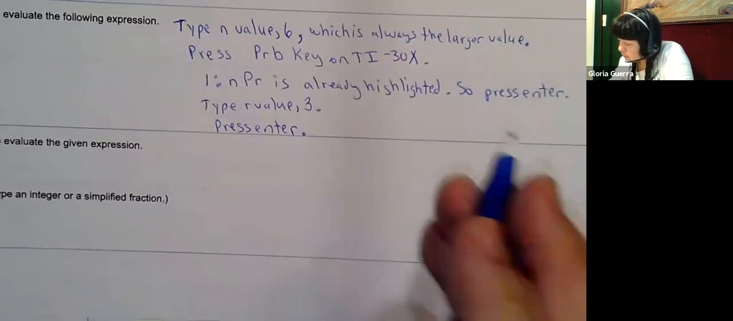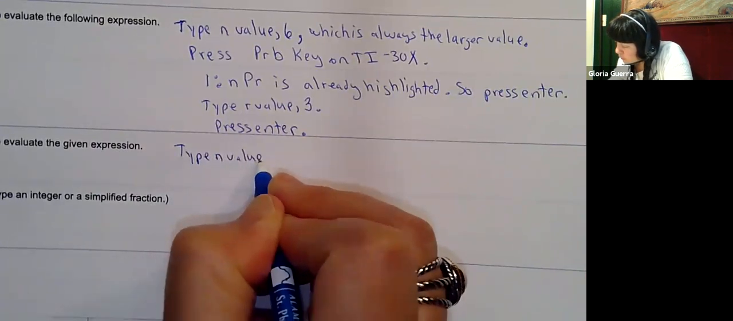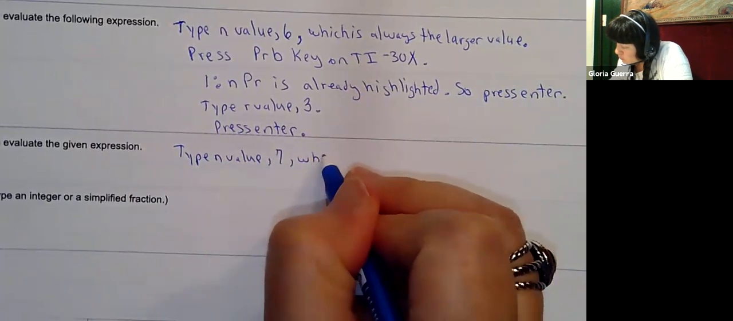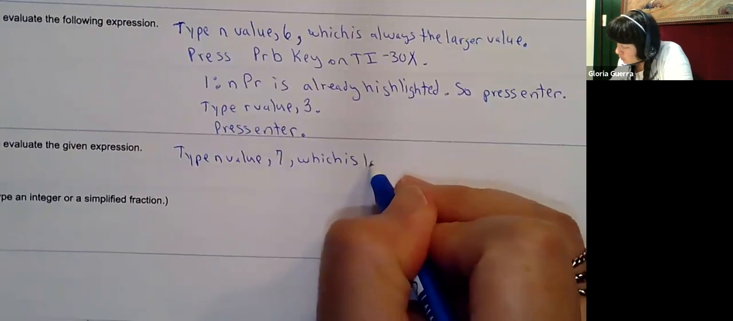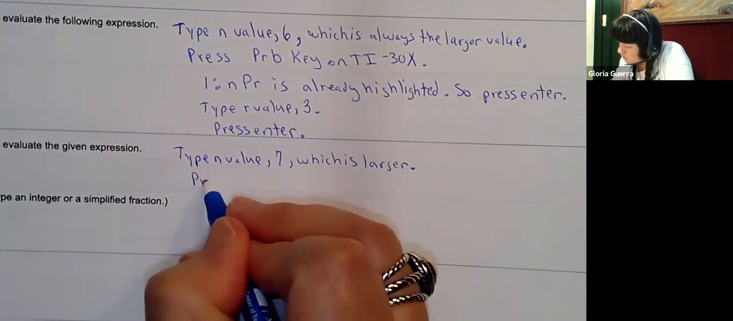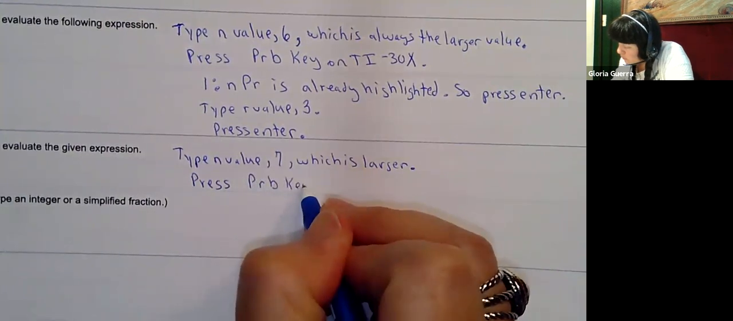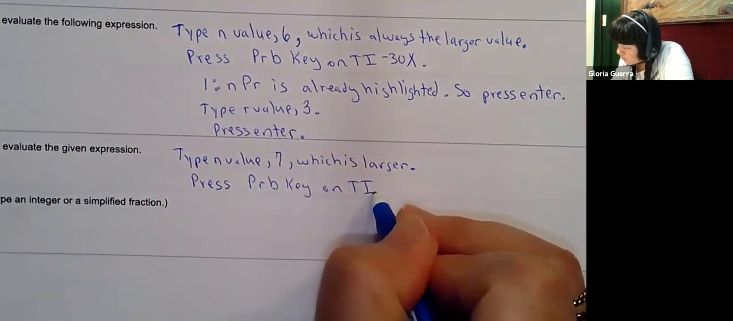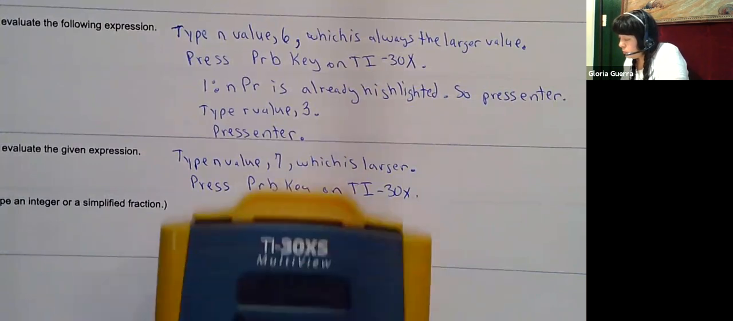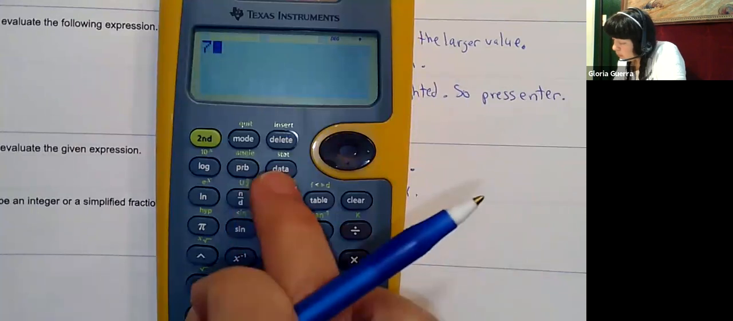Okay, so here we would type the N value, 7, which is the larger value. Then you're going to press your probability key on your calculator. Okay, so let me clear this. Let me do that. So type 7, probability key.